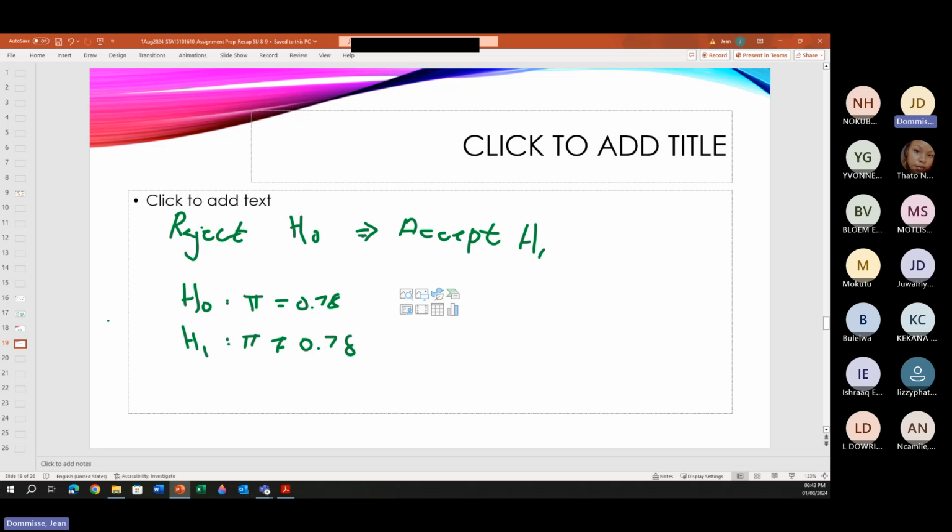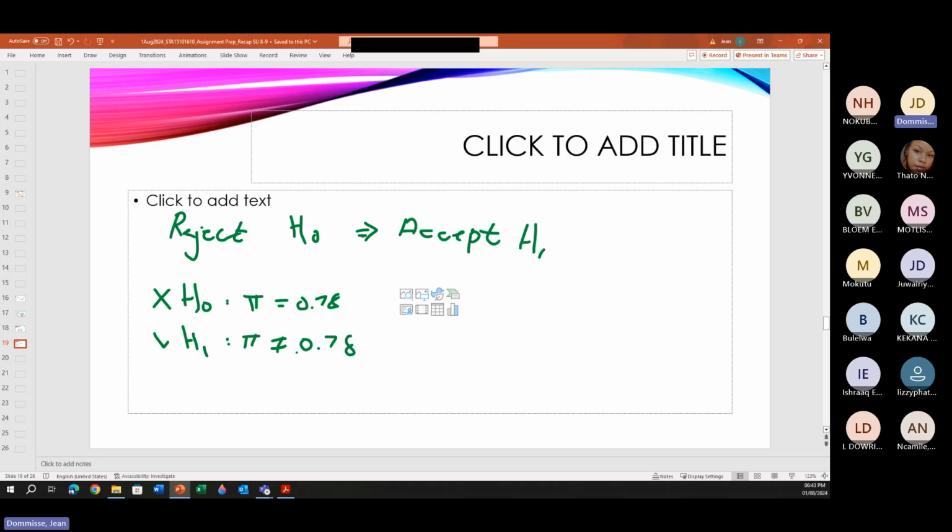So we reject the null hypothesis. So we say that is not true. By rejecting the null hypothesis, we're basically saying, okay, your alternative hypothesis is true. My alternative hypothesis says that my population proportion is not equal to 0.78. So that means that it differs significantly.